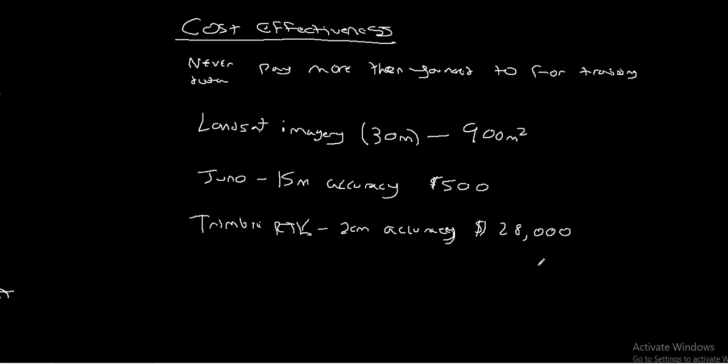Now, sticker shock aside, hopefully you realize that the difference between 15 meters and 2 centimeters in this case doesn't actually mean anything when your pixel is 900 square meters. Both of these are going to be well within your pixel. So there's no reason to spend the extra $27,000 when you're not going to even need it. So in this case, you would want to go with the cheaper unit.